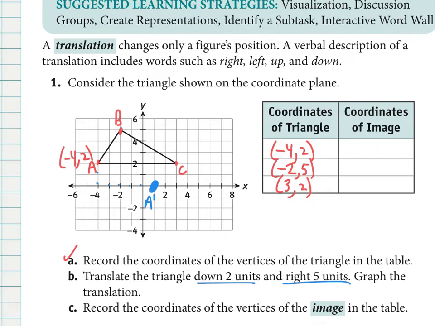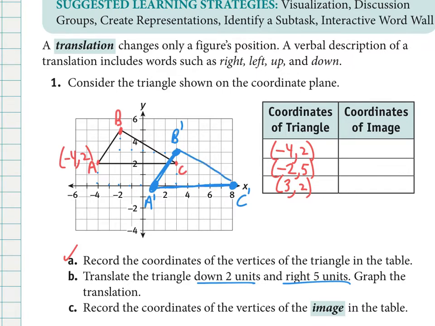Let's do the same thing with points B and C now. So we're going to go 2 units down and 5 to the right. 1, 2, 3, 4. So B prime will now be over there. And then same thing with C prime. Down 2 units and over 1, 2, 3, 4, 5. C prime would end up over there. So our new triangle would actually be this.